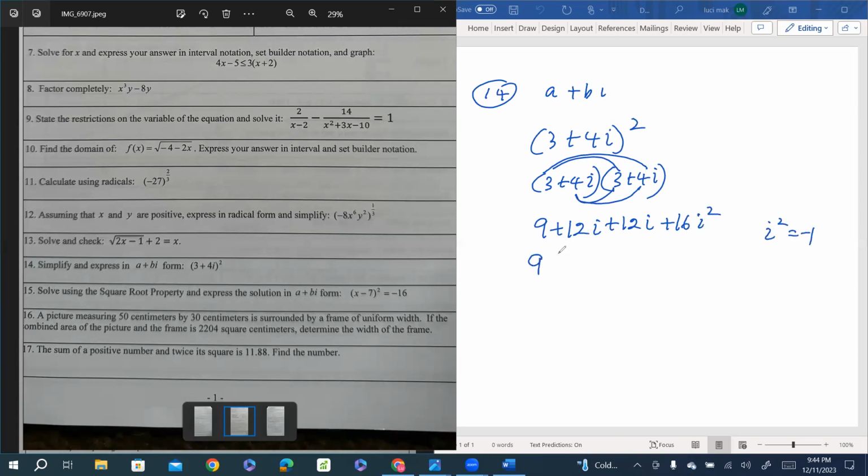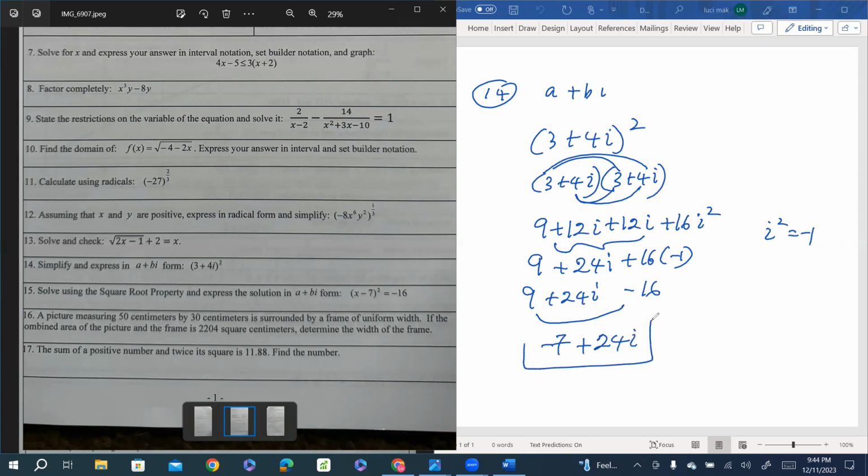So we have 9. These two 12i's add up to 24i. And then plus 16 times negative 1, which is negative 16. So 9 plus 24i minus 16. So 9 minus 16 gives us negative 7 plus 24i is the final answer. So the answer negative 7 plus 24i is correct. Okay, let's look at the next one. 15.